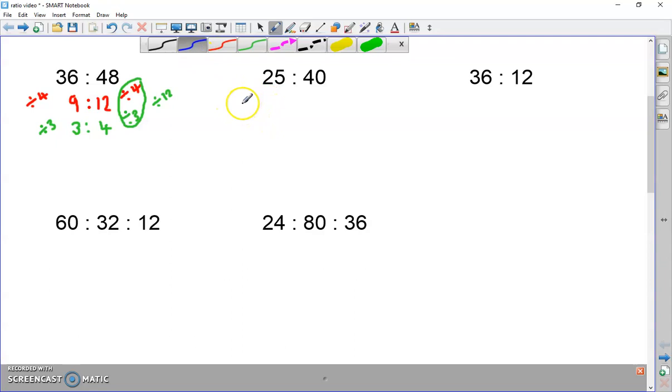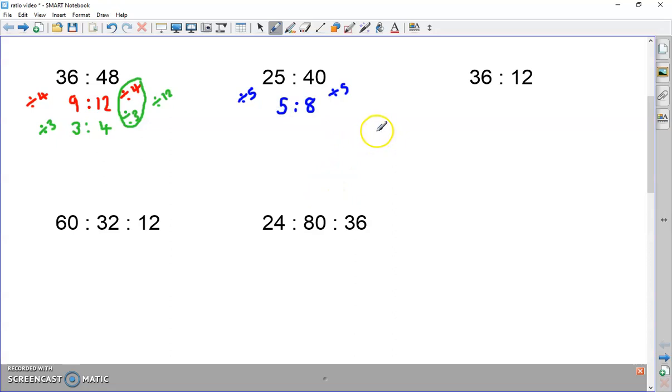The biggest number that these both divide by is 5. There wasn't a lot of choice on this one. Your final answer should be 5 to 8. That can't go any smaller. Here, there's lots of things they divide by: 2, 3, 4, 6. The biggest is 12, though. They're both in the 12 times table. You should end up with 3 to 1. Even if you did it a different way, as long as you get 3 to 1, you can tick it.